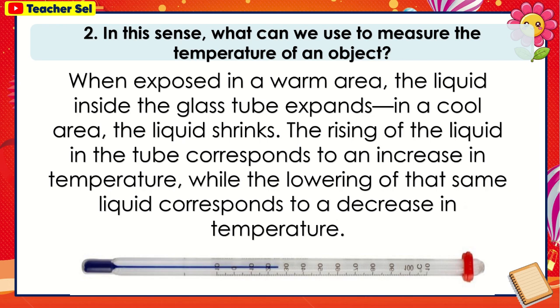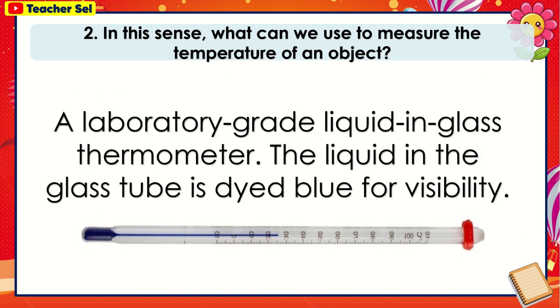When exposed in a warm area, the liquid inside the glass tube expands. In a cool area, the liquid shrinks. The rising of the liquid in the tube corresponds to an increase in temperature, while the lowering of that same liquid corresponds to a decrease in temperature. A laboratory-grade liquid in glass thermometer. The liquid in the glass tube is dyed blue for visibility.